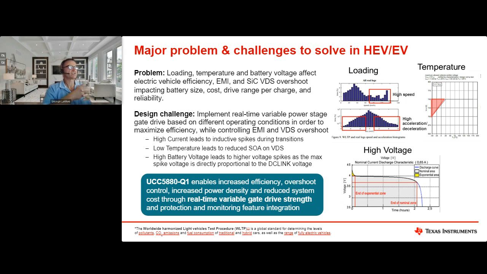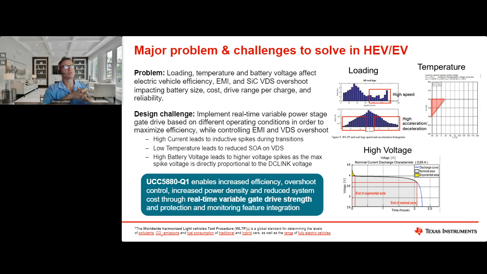So the design challenge is how to then implement a real-time variable gate drive, where you can switch at will based on the different operating conditions between a weaker gate drive strength and a stronger gate drive strength. Because when you do that, then you can optimize these key design parameters, efficiency, EMI, and overshoot, literally on the fly. And what I'm showing here on the right is some examples, right?